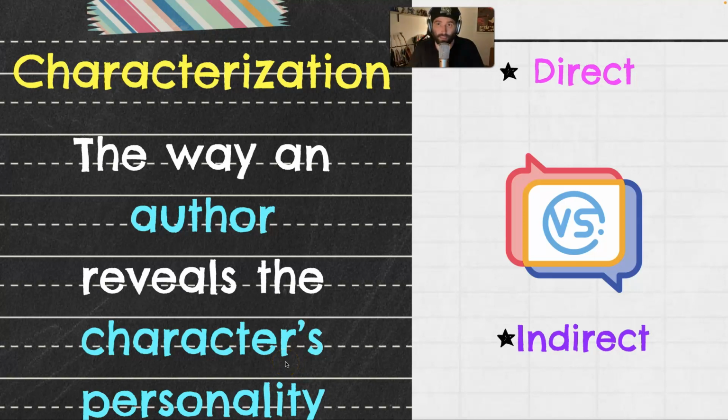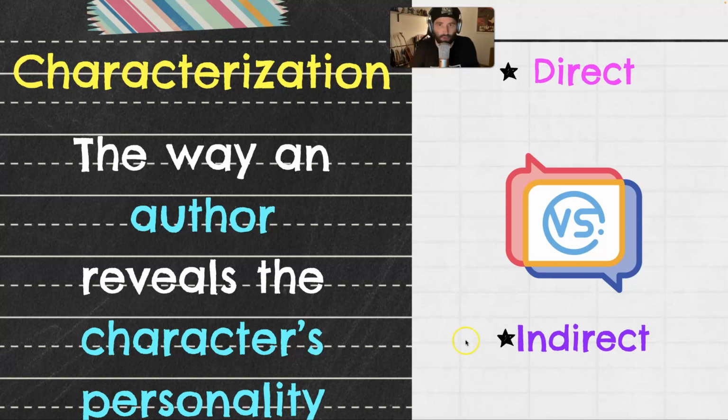Hey everyone, in today's lesson we are going to be learning about characterization. So when we look back at story elements, one of the main story elements we learned about were characters. And the way in which an author reveals the character's personality is known as characterization. And they'll do this one of two ways. They'll either directly tell it to us or they'll indirectly show it to us. And we'll go into that here in a minute.